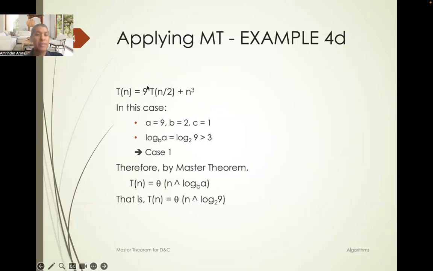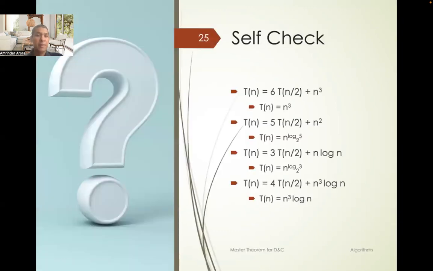But now a is equal to 9. Therefore, log of 9 to the base 2 is greater than 3. Therefore, it's case 1. So by Master theorem, T of n is equal to theta of n to the power log of 9 to the base 2. So that's basically Master theorem. You can quickly do a little bit of a self-check here. See if these examples make sense to you. Then you're feeling pretty good about Master theorem at this point.